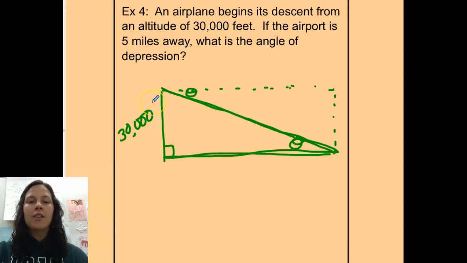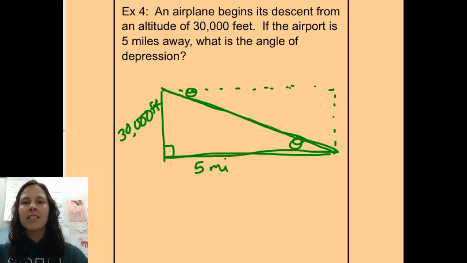The other problem with this one is that we were given the altitude in feet and we were given the distance to the airport in miles. So we have to convert these to the same unit before we can set up SOHCAHTOA. Since 5,280 does not evenly go into 30,000, I'm going to convert my miles instead so I don't have decimals to use. 5 miles is 26,400 feet.